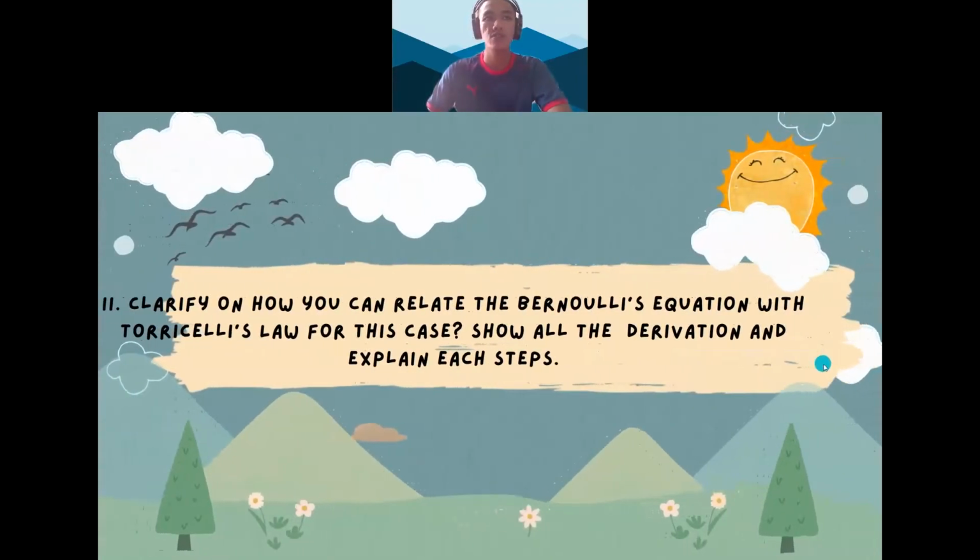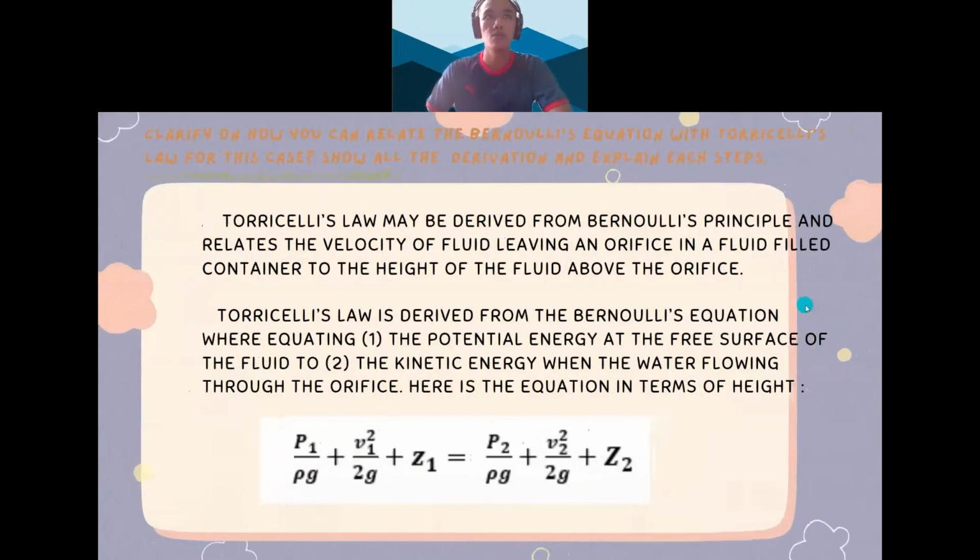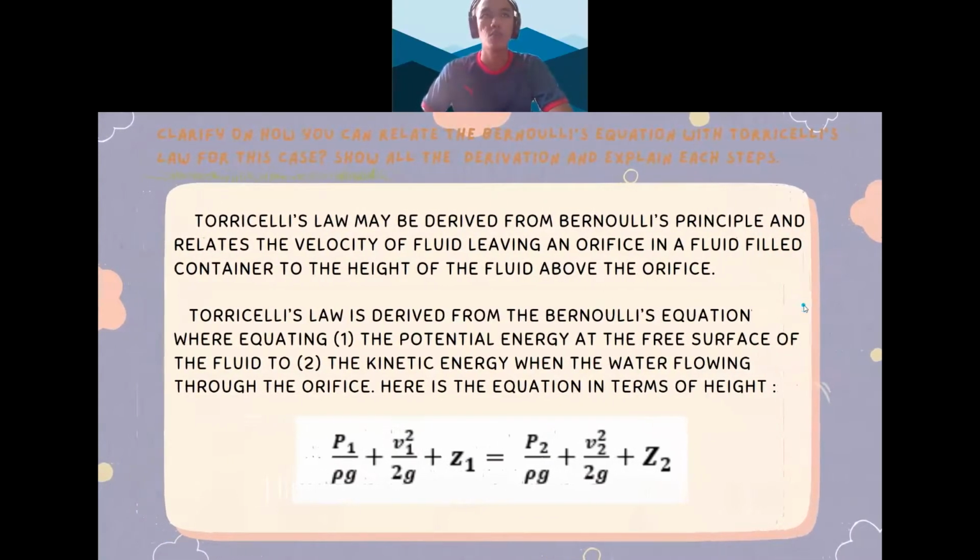For the next discussion, it is to clarify how you can relate Bernoulli's equation with Torricelli's law for this case. Show all the derivation and explain each step. Torricelli's law may be derived from Bernoulli's principle and relates the velocity of fluid leaving the orifice in a fluid-filled container to the height of the fluid above the orifice.